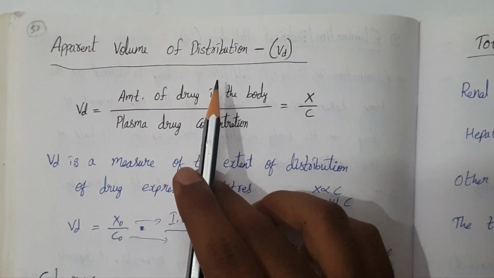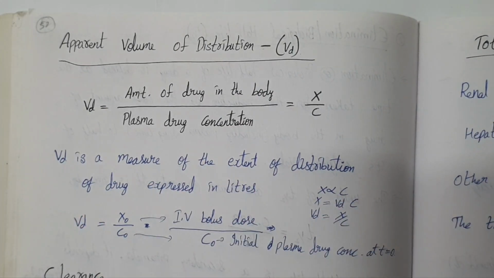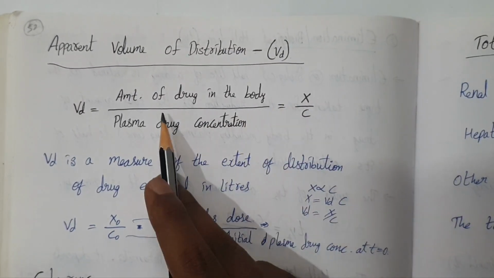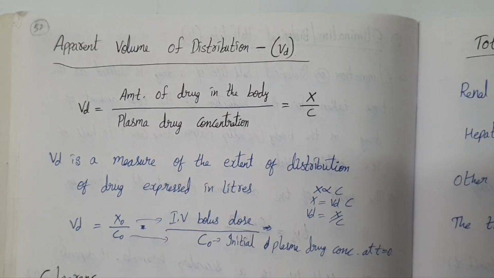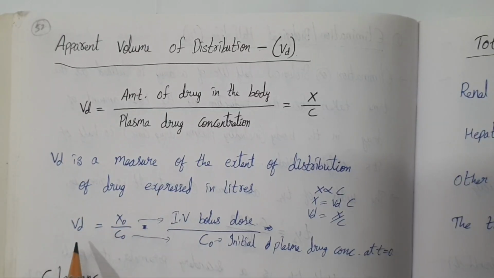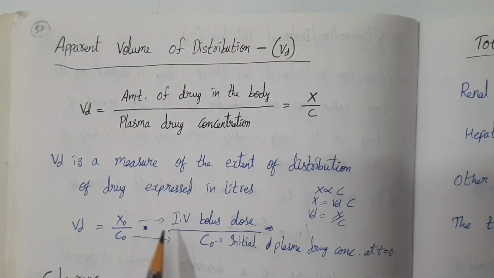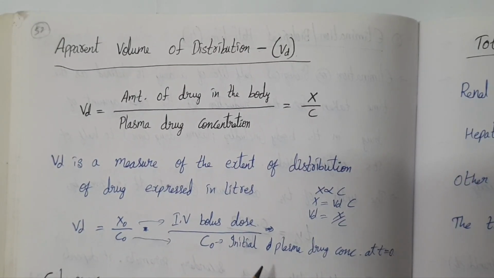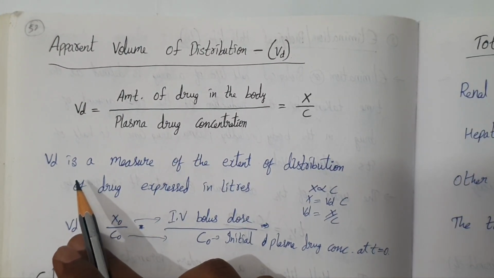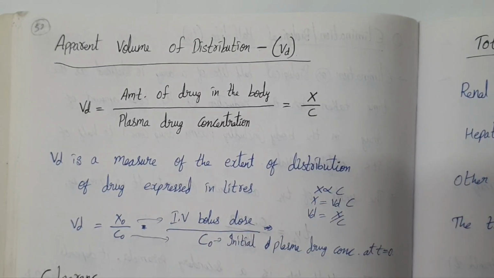The apparent volume of distribution Vd is a theoretical concept. It shows how extensively a drug spreads in the body. It is calculated by Vd equals X by C. X is the amount of drug in the body. C is the plasma drug concentration. After IV bolus, Vd becomes X naught divided by C naught. X naught is the IV bolus dose. C naught is the initial plasma drug concentration at time t. It is expressed in liters or in liters per kg.